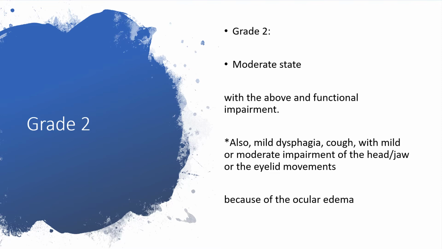In grade 2, this is known as a moderate state, with the features of grade 1 and functional impairment. Also, there's likelihood of mild dysphagia, cough, mild or moderate impairment of the head and jaw, or the eyelid movements. And why that? Because of the ocular edema. In other words, there will be ocular edema in grade 2, and that is still a moderate state.